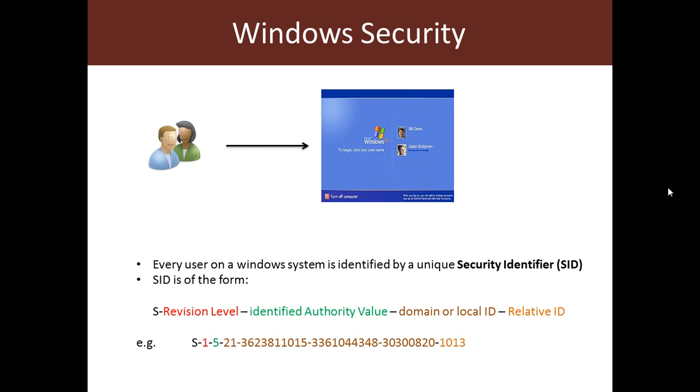Okay, so every user on a Windows system has a unique ID called the security identifier or SID. Now, the SID is of the form S-revision level, which is 1 till now. After that, identifier authority value, which could be the local system or a domain controller. Then you have a domain or a local ID, which is a variable part, and then finally a relative ID. Basically, the SID is going to be unique for every user on the system and in the domain.